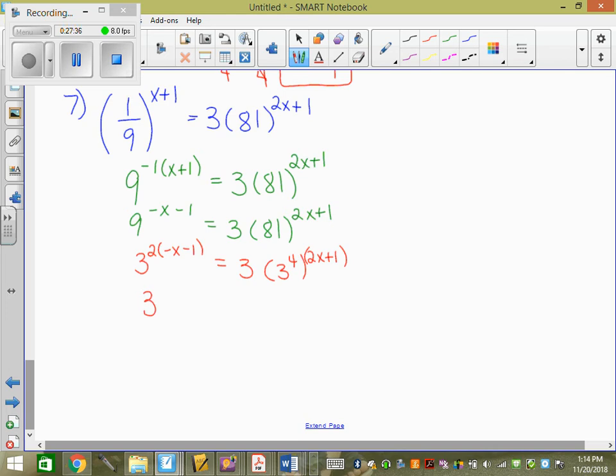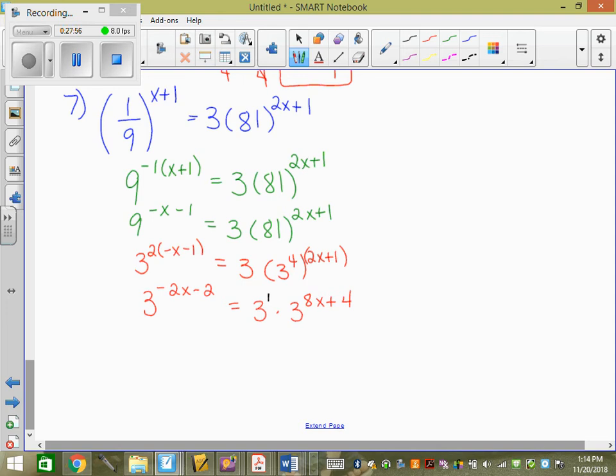So you're going to get 3 to the negative 2x minus 2 equals 3 times 3 to the 8x plus 4. Where I think you're going to mess up is you're not going to put a 1 here. So you're not going to add the 1. Honestly, I think that happens as more of an error than the correct answer. Okay?